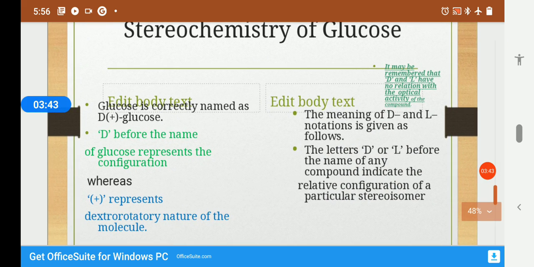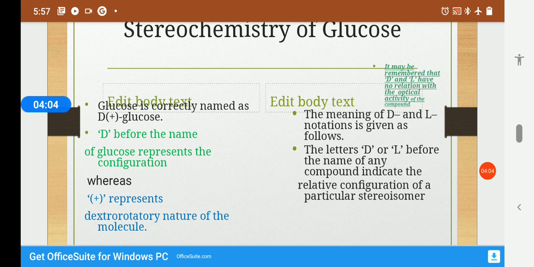Here, glucose is correctly named as D plus glucose. D before the name of glucose represents the configuration of glucose, whereas plus represents the dextrorotatory nature of the molecule. Now, the meaning of D and L notation is given as follows. The letters D or L before the name of any compound indicate the relative configuration of the particular stereoisomer. So, D reveals the configuration, whereas plus means the dextrorotatory nature of the molecule.